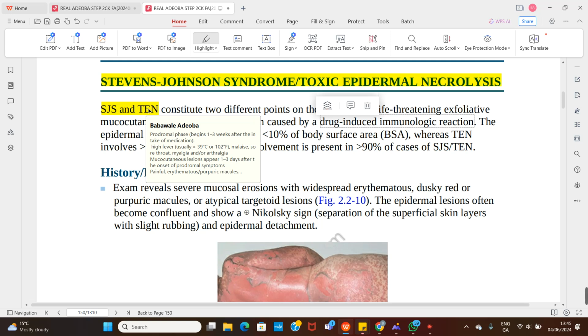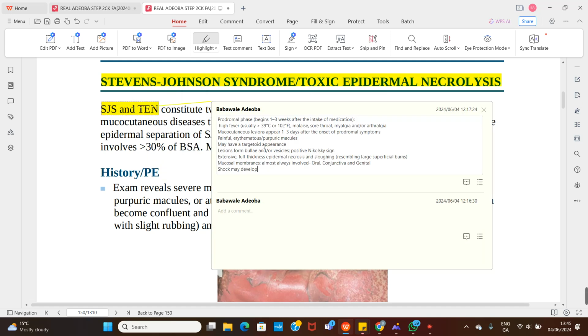And how is this patient going to present? So we have it here. Number one, the prodromal phase usually occurs within 1 to 3 weeks after you have started the medication. So it's like we are talking about the drug eruption, right? And they usually have high fever first. You see the high fever greater than 39 degrees Celsius. They are going to have some systemic constitutional features like malaise, right? Sore throat. They can have myalgia, arthralgia, just like in people with erythema multiforme.